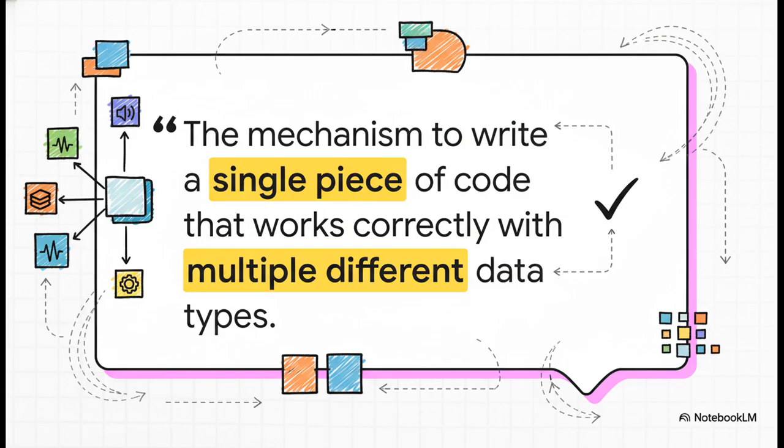This quote from our source material just perfectly sums it up. It says it's a mechanism to write a single piece of code that can work correctly with multiple different data types. The keywords there are single piece and correctly. You get all this amazing flexibility without giving up safety.